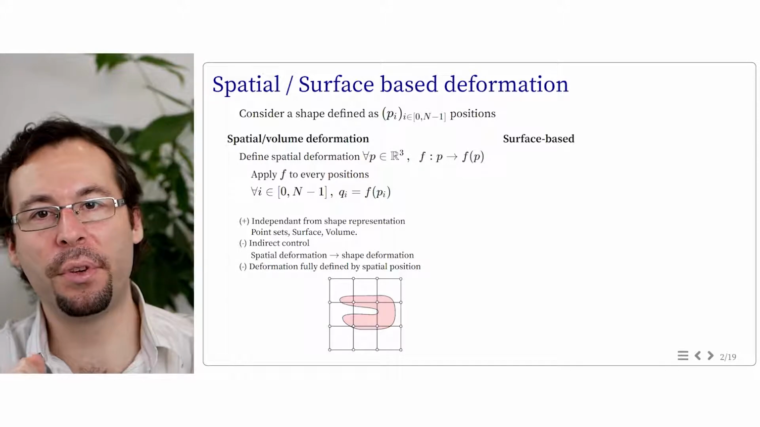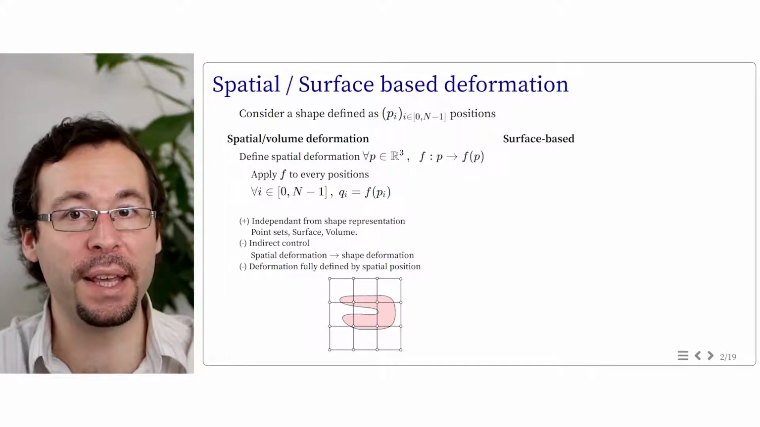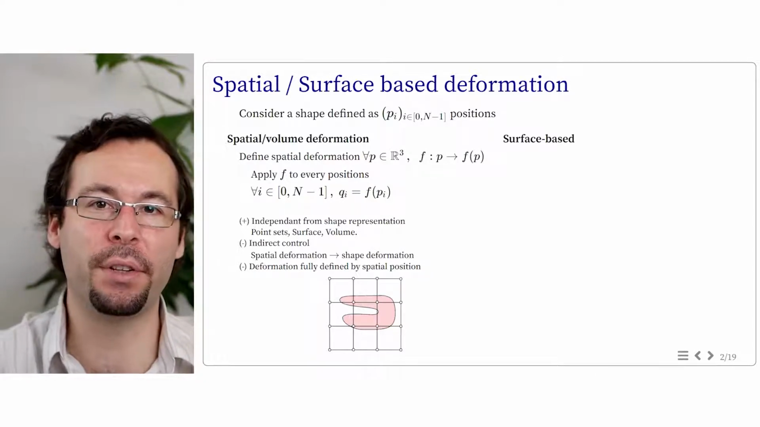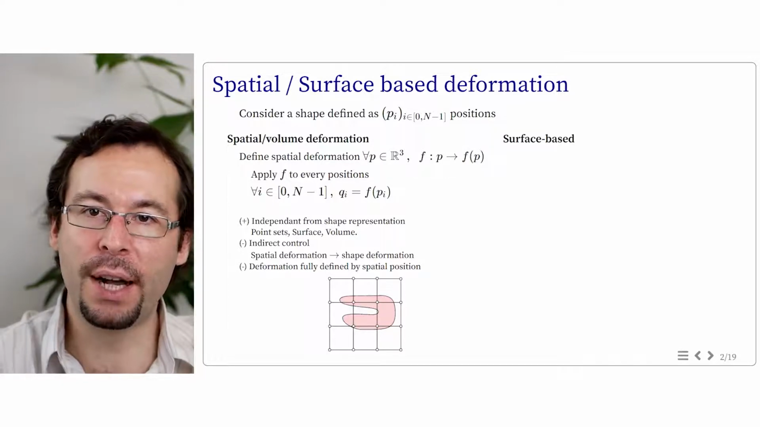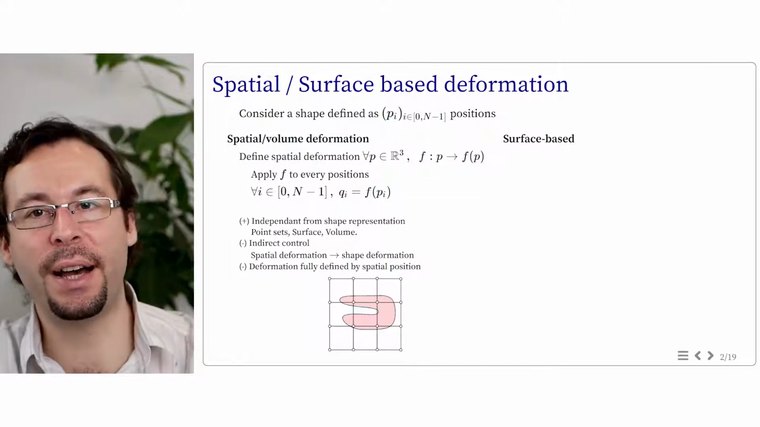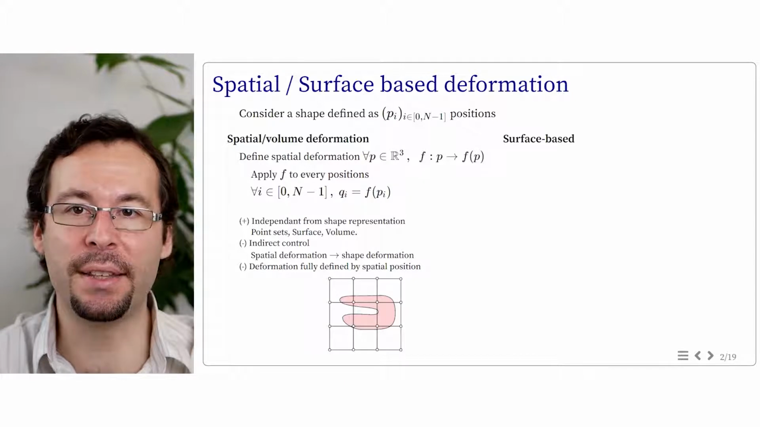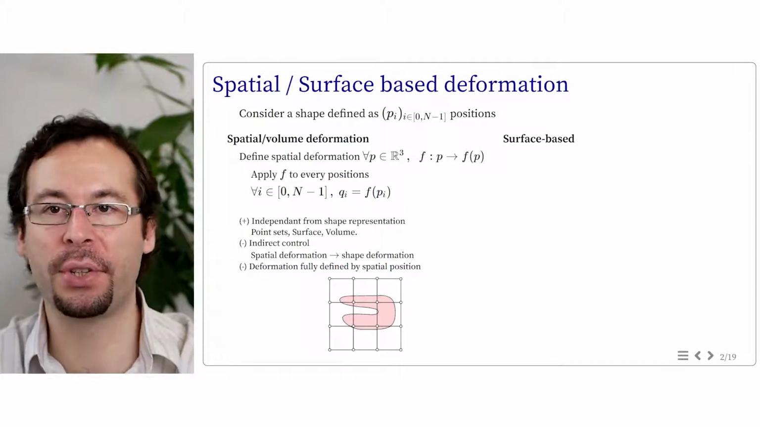So the control of the deformed shape is also indirect, as we deform the space itself, and then this deformed space implies the deformation of the shape, which is embedded in this space. Also, as the deformation is defined in space, nearby elements are expected to move together, and this can be a limitation in some cases where elements close in space should have different motions.